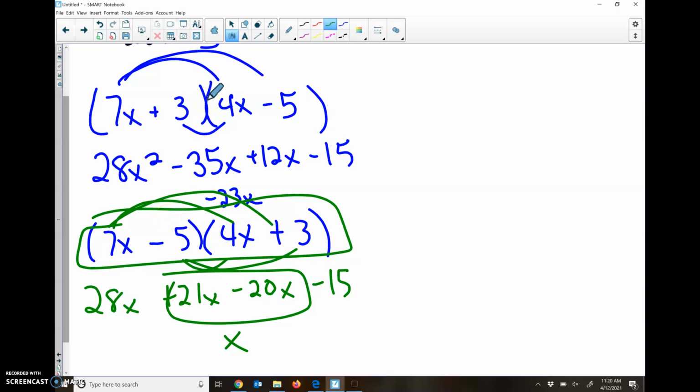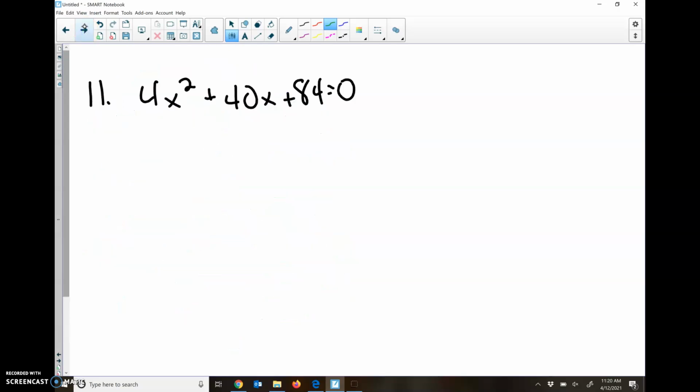So again, a lot of guess and check with these. So I think you only have a handful of problems on the homework because I know it's going to take a lot of guess and check to do it. And then here for the last couple, they want you to solve. So it equals 0. So it's pretty much the same thing. Look to see if you can factor anything out, which here I can. I can factor out a 4.